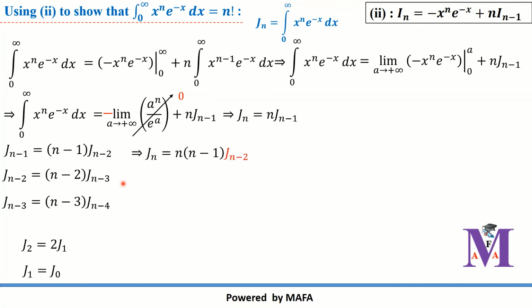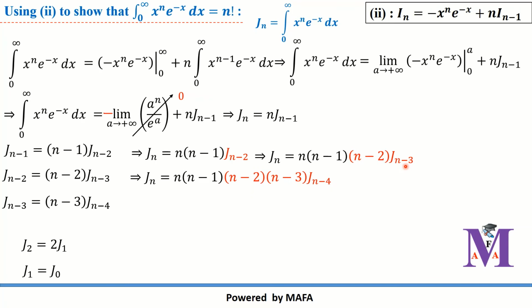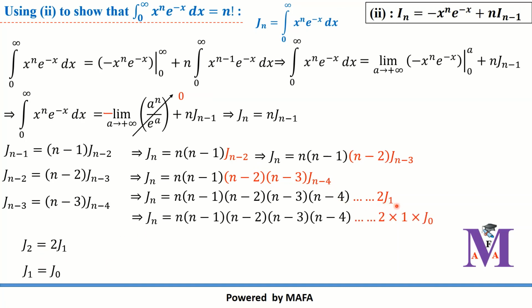Alright, so since my g of n was equal to n times g of n minus 1, I replace the value of g of n minus 1, which is n minus 1 times g of n minus 2. Now g of n minus 2, which is in red, I replace it with n minus 2 times g of n minus 3. I replace g of n minus 3 with n minus 3 times g of n minus 4, and so on and so forth. So I continue till I arrive at the last term, which is 2 times j1, and then j1 is 1 times j0.